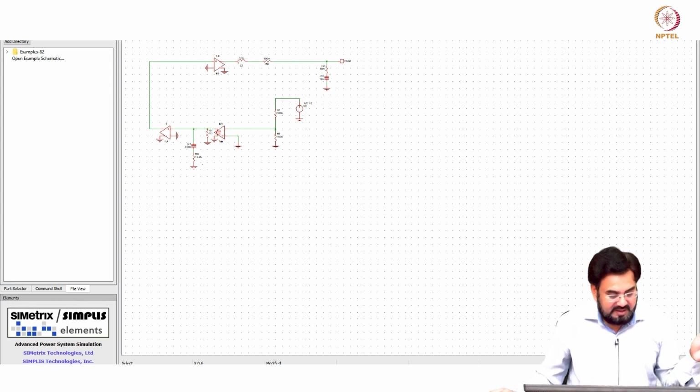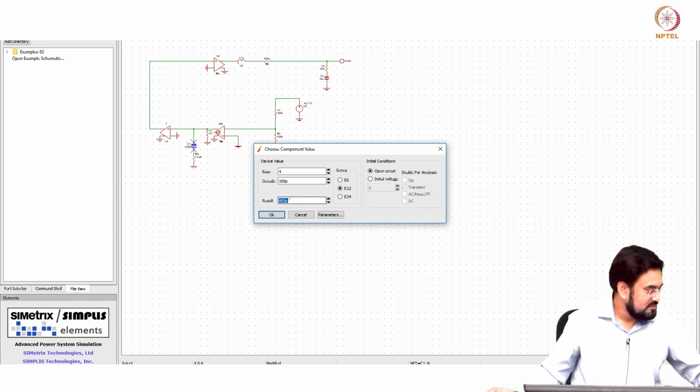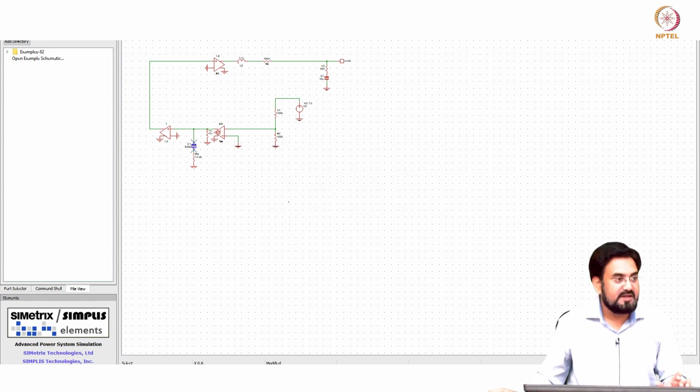So, the value you calculated was coming around 4K. It's only one zero, huh? That we are not adding the second zero, right? What did we consider the first zero? Omega naught or omega naught by 2? Omega naught by 2. Then this cap should be double, huh? Okay.